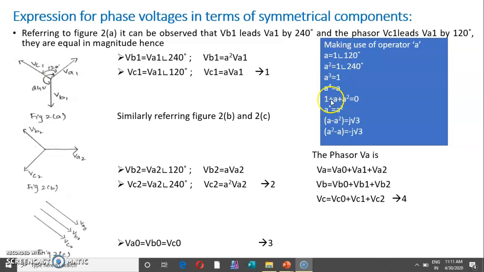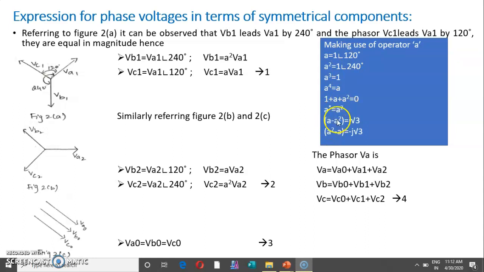So if I add 1 plus A plus A square, it will be equal to 0. 1 as it is, A is 1 with an angle 120, A square is 1 with an angle 240. If you add all this in the calculator, you are going to get the value as 0. And A conjugate is nothing but 1 with an angle minus 120. Minus 120 is referred as 240. Hence I am writing A conjugate is equal to A square.